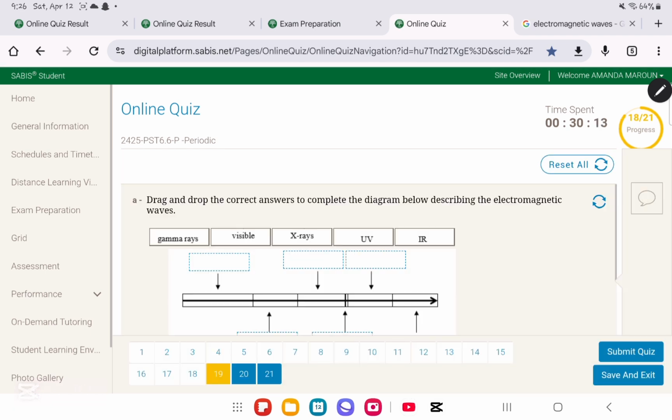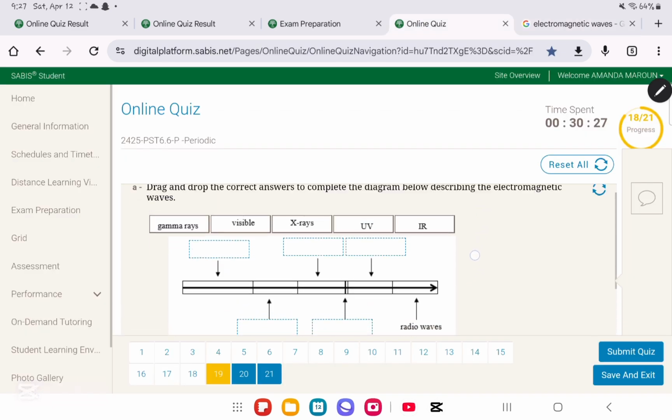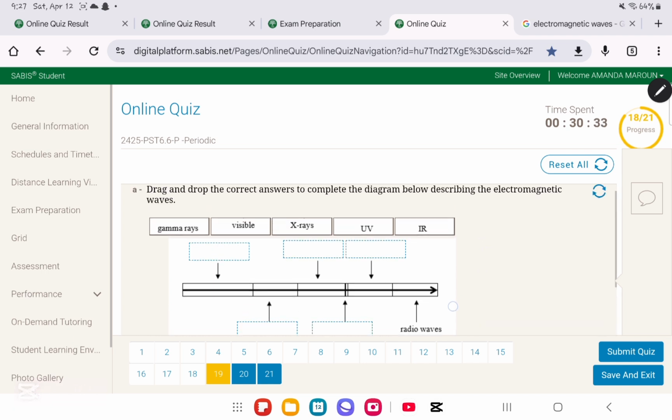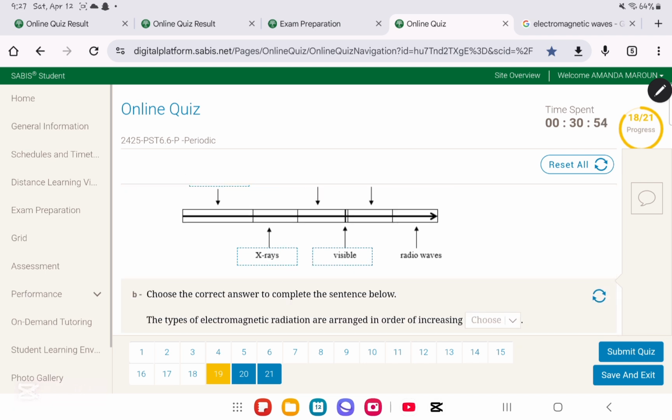We move on to question number 19. Here again, you have to remember the electromagnetic waves. So we have radio has the biggest wavelength, then micro, then infrared, then visible light, then ultraviolet, then X-rays, then gamma rays. They said drag and drop the correct answer based on the wavelength. So here it's radio waves, then microwaves, then after microwaves it's infrared, then after infrared it is visible light, then after visible light it is the ultraviolet light, and then after the ultraviolet light it is the X-rays and the gamma rays.